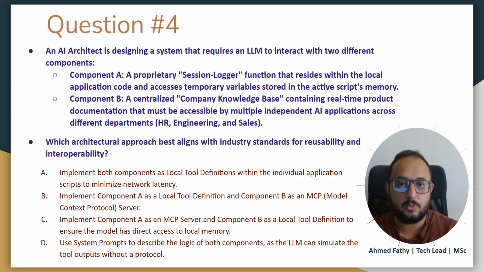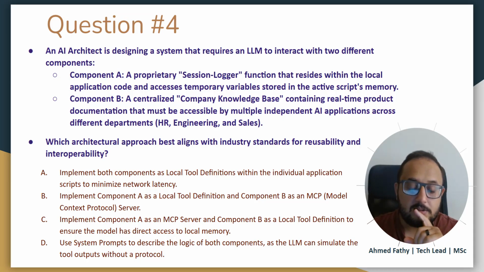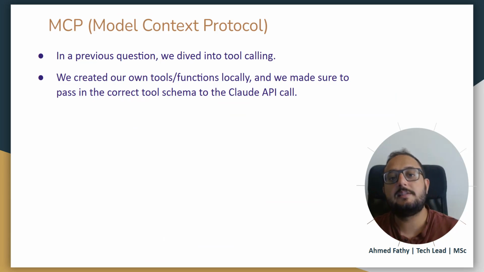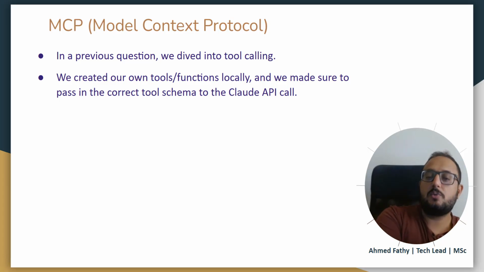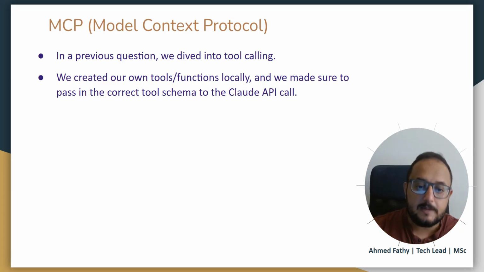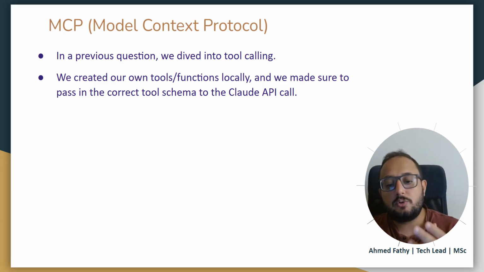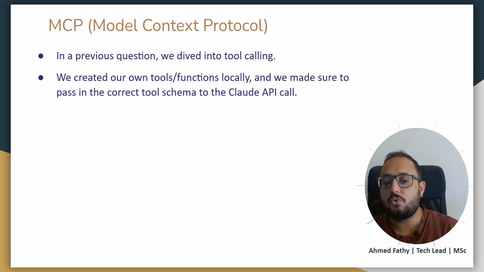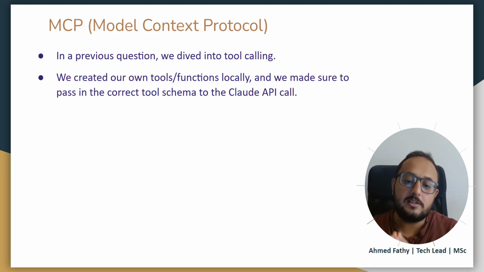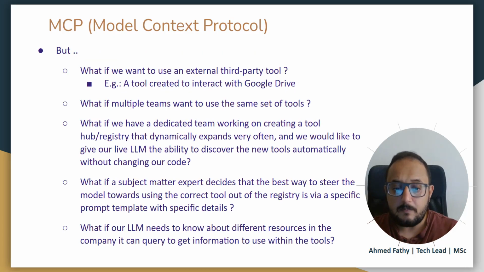Okay, so this question is meant to introduce MCP, Model Context Protocol. In a previous question, we dived into tool calling. We created our own tools and functions locally, like this calculate area function that we created locally, and we made sure to pass in the correct tool schema to the Claude API call.